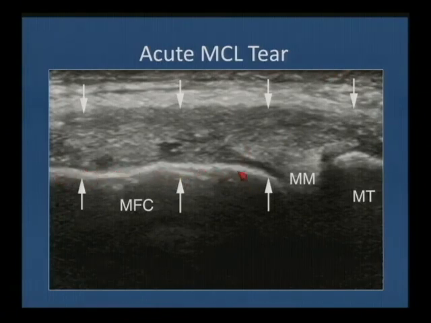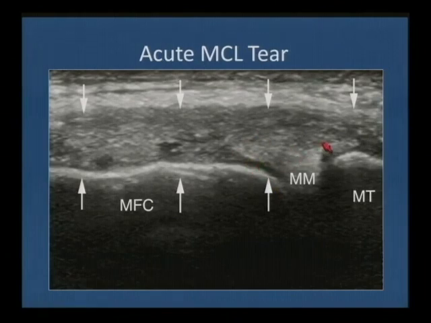So again, it's a cone down coronal image. Here's the medial femoral condyle. Here's the medial tibia. Here's the medial collateral ligament, but we don't see anything that looks like that normal appearance that we looked at 2 or 3 slides ago. This is all uniformly swollen, and on scanning these patients, it's very, very painful.